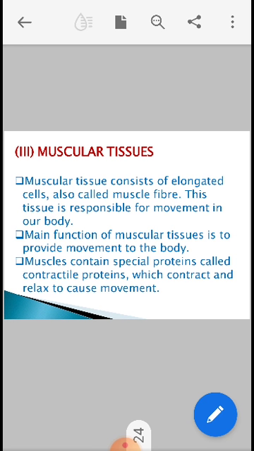We know that when the muscles pull the bones, then we are able to move. So muscular tissues are responsible for movement in our body. It also contains special proteins, and these proteins are called contractile proteins. Now what are these contractile proteins?